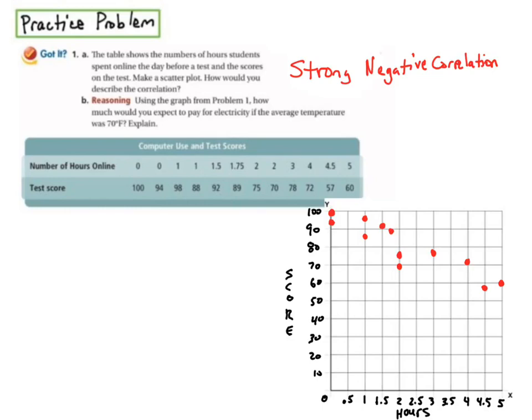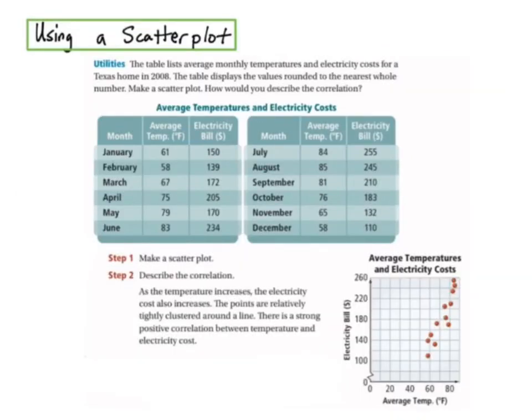So looking back at this, it asked us, what would we expect to pay if our temperature was around 70 degrees. So 70 would be right about here. And so if we look up through the data, we're looking in this range here. So we'd probably be looking to spend right around, I would say, $170. So we can use this data to kind of extrapolate what a cost would be as well.